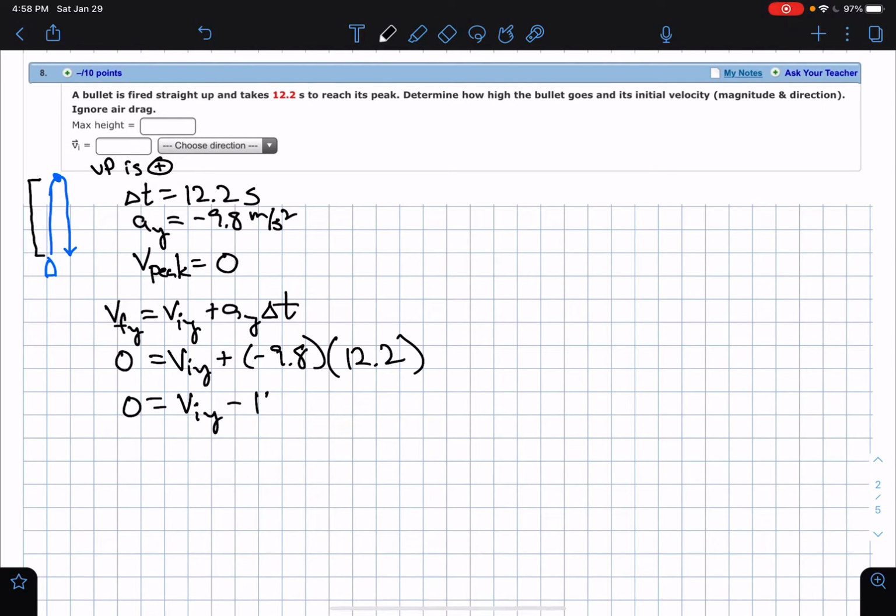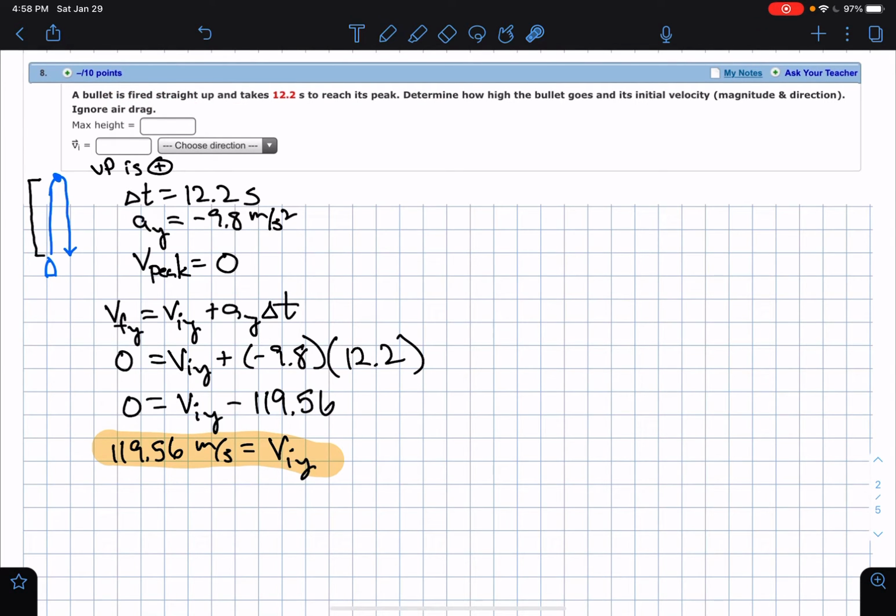That's 119.56. Move that to the other side, and I get 119.56 meters per second as the initial y velocity. That's the answer for this part. Notice that it's positive. I said up is positive, so the initial y velocity is 119.56 meters per second, and its direction is up.